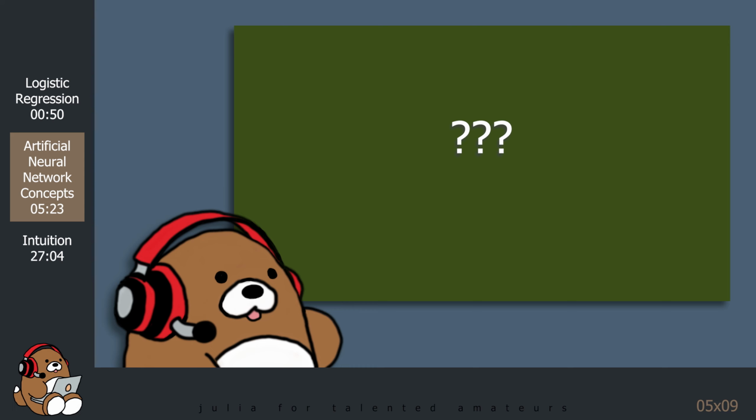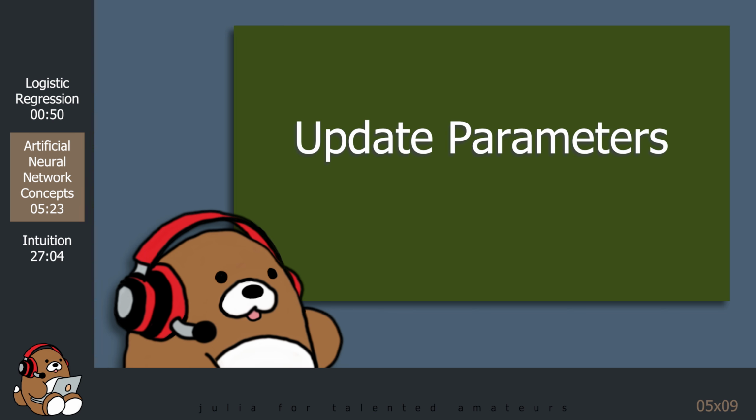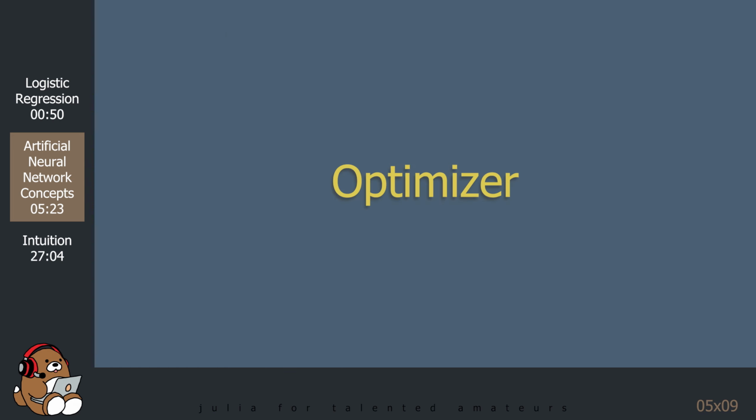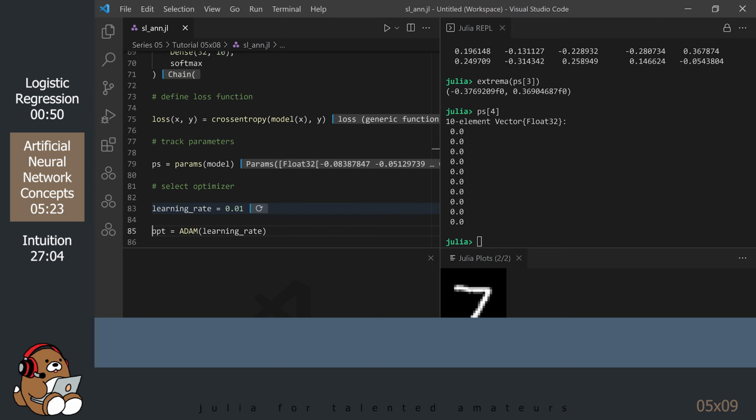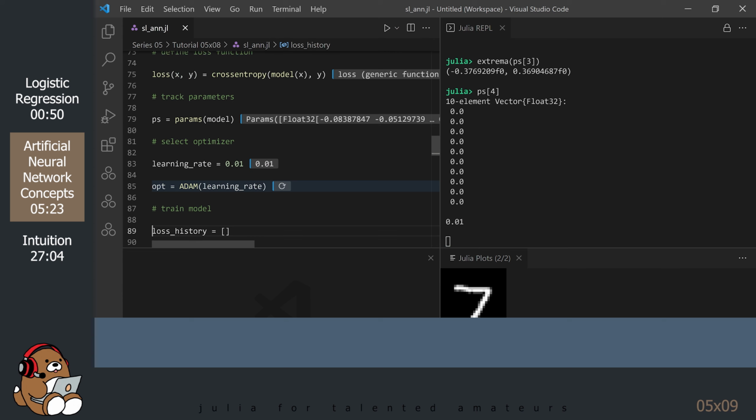To be honest, I'm not exactly sure how the Flux package is initializing these values. In any event, these are the parameters that we need to update in order to minimize the value of the loss function. In order to minimize the value of the loss function, we need an optimization algorithm that will determine how those parameters will be updated.